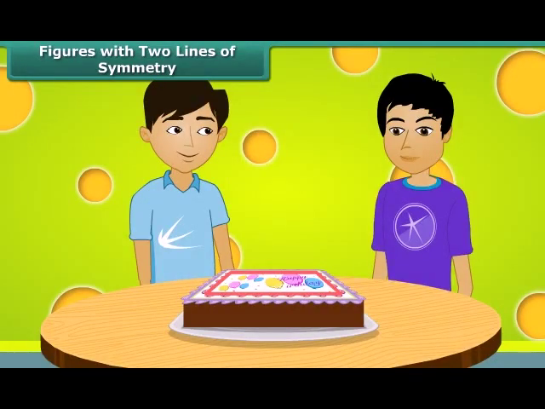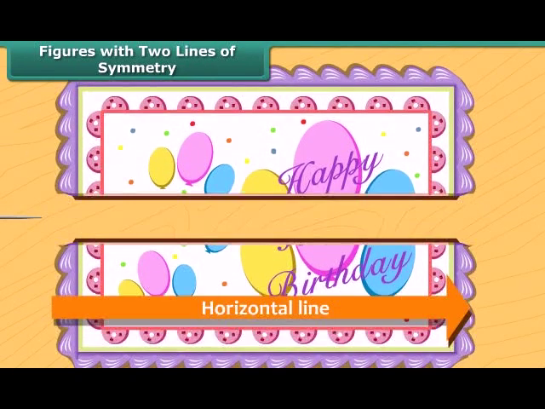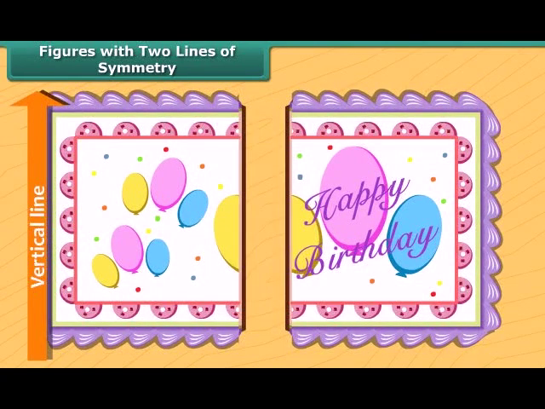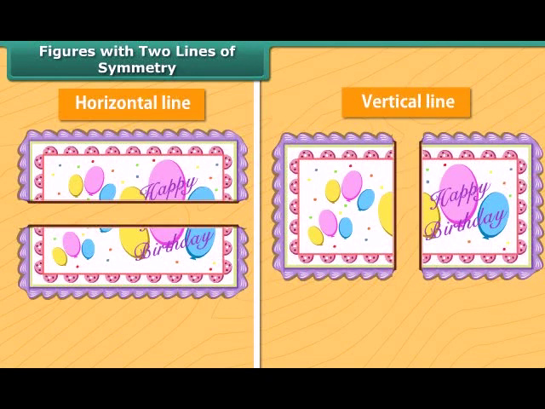Manu and Mrinal have one rectangular cake. Each of them wants exactly half of it. The cake can be divided in two ways to give equal halves. Do you want to know how? Let us find out. The cake can be divided along the horizontal line so that its two halves match each other. It can also be divided along the vertical line. So the cake has two lines of symmetry along which it can be divided to give two identical halves. Thus, we can say that a rectangle has two lines of symmetry.